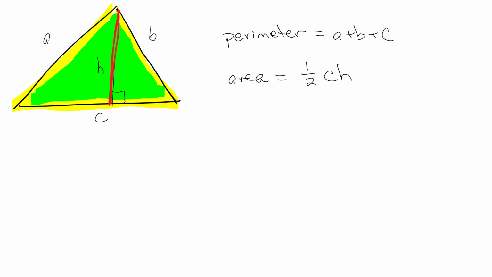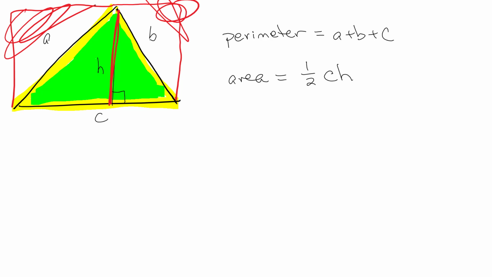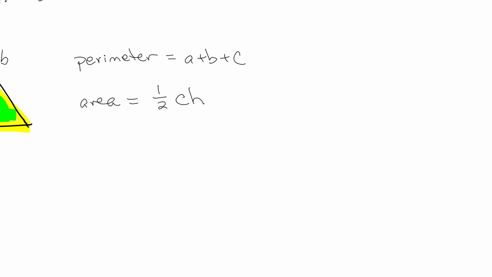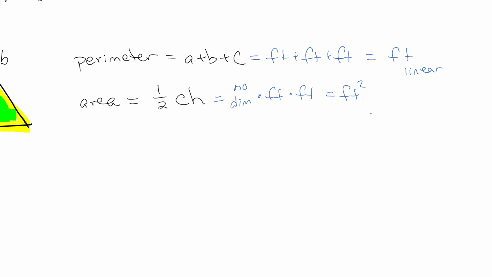Because basically what we've done is we've created a pretend rectangle out here, which has the length times the width, the base times the height, the C times the H, but we're only doing half of it, right? Because this doesn't count and this side doesn't count. So that's where the 1/2 comes from. 1/2 base times height. Now, if we do the dimensional analysis, again, we've got feet plus feet plus feet, and that's going to give us just more feet. And then we have 1/2 base times height. So this is no dimension times feet, and that gives us square feet. So again, we have linear and area.